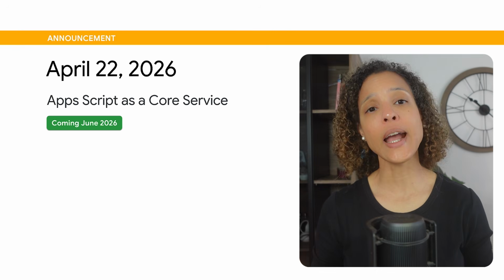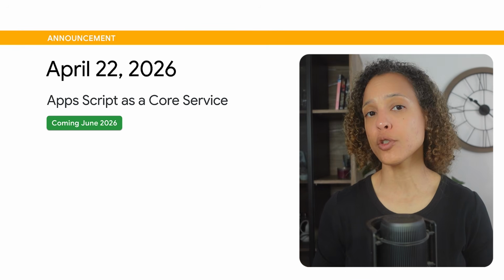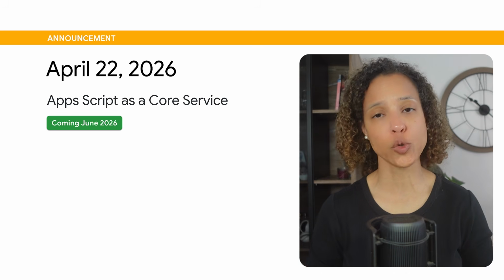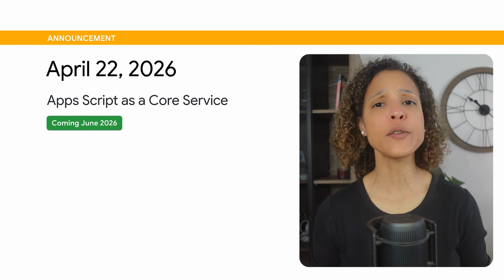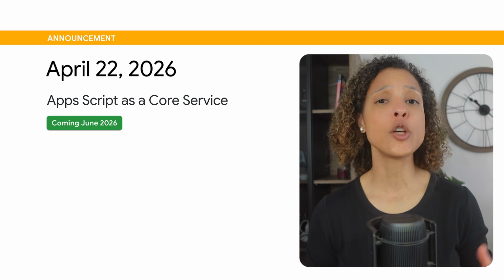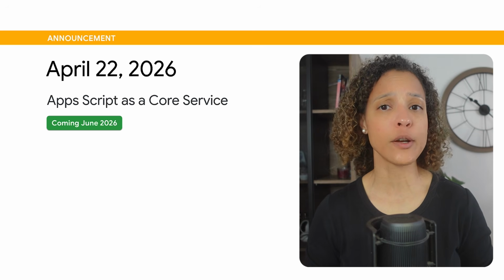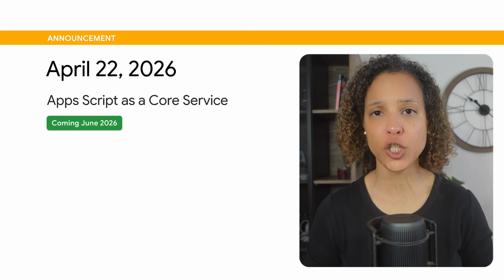We are elevating AppScript to a Google Workspace core service starting in June 2026. This is a significant milestone that brings enterprise-grade reliability, security, and compliance standards directly to your automation layer. By transitioning to a core service, you gain several key benefits.